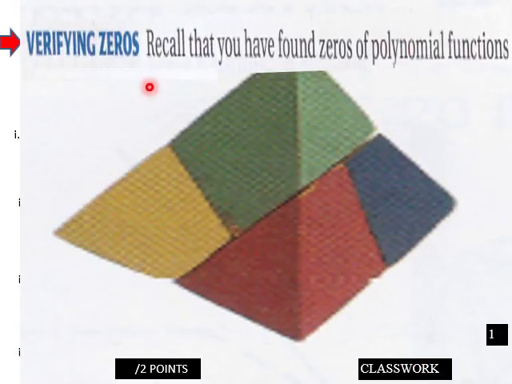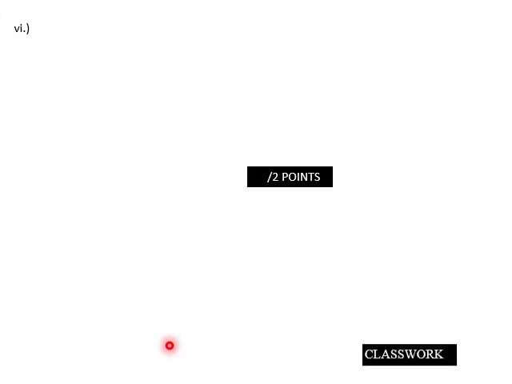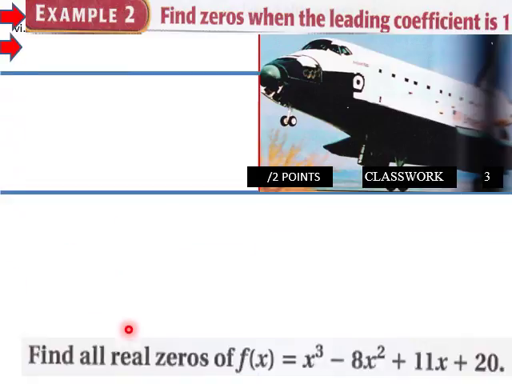Classwork sheet, page 1. Verifying zeros. Recall that you found zeros of polynomial functions when one zero was known. The rational zero theorem is the starting point for finding zeros when none is known. So, how do we do that? The rational zero theorem lists only possible zeros. In order to find actual zeros of a polynomial function, f, you must test values from the list of possible zeros. You can test a value by evaluating f of x. So let's see what we got here.